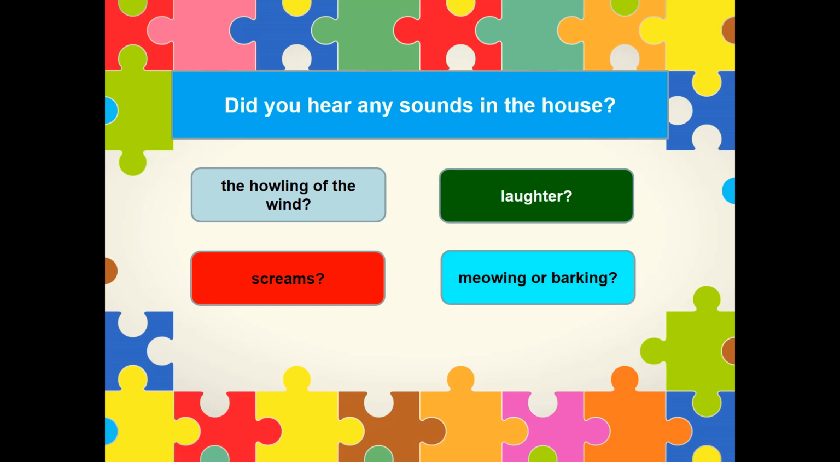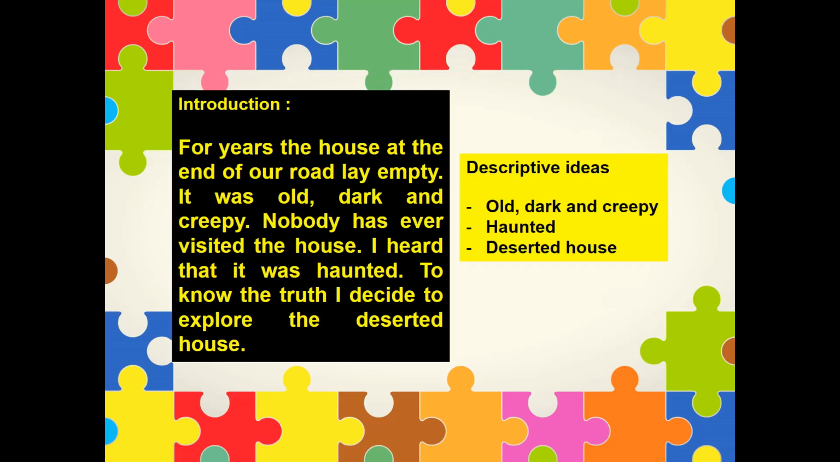Now let us look at the introduction. For years, the house at the end of our road lay empty. It was old, dark, and creepy. Nobody has ever visited the house. I heard that it was haunted. To know the truth, I decided to explore the deserted house. So the descriptive ideas that I've used here are old, dark, and creepy, haunted, and deserted house, to bring the idea. Let us move on to the next paragraph.